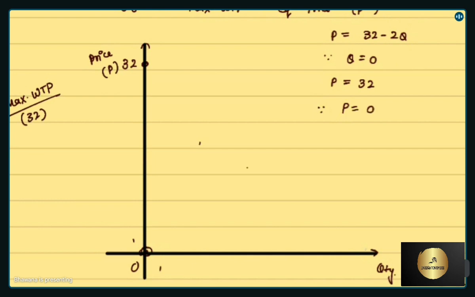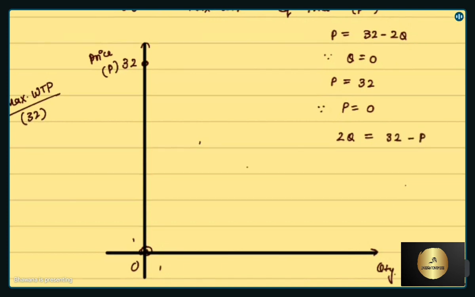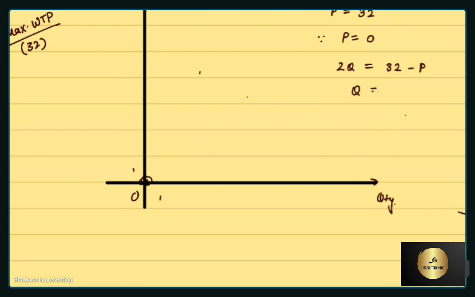When your price will be 0, what will be your maximum quantity? If you get something for free, how much can you maximally consume? This means when price is 0 for that particular commodity, how much maximum will you consume? That will be your horizontal intercept. So when this P is 0, manipulate this, you will get 2Q is equal to 32 minus P. When P is 0, you will get Q equal to 32 by 2. Okay, this P we have put as 0 in place of P. So you will get Q equal to 16. Okay, this is your horizontal intercept.